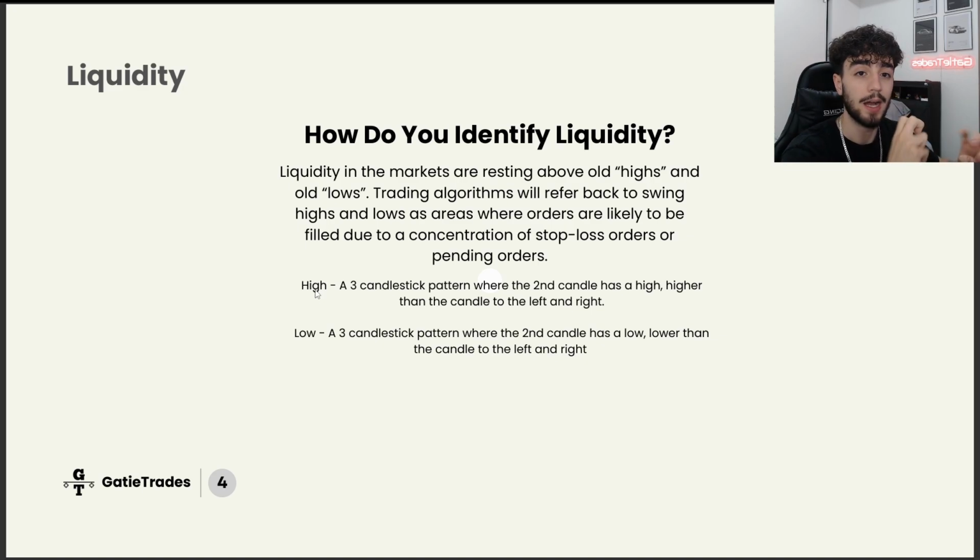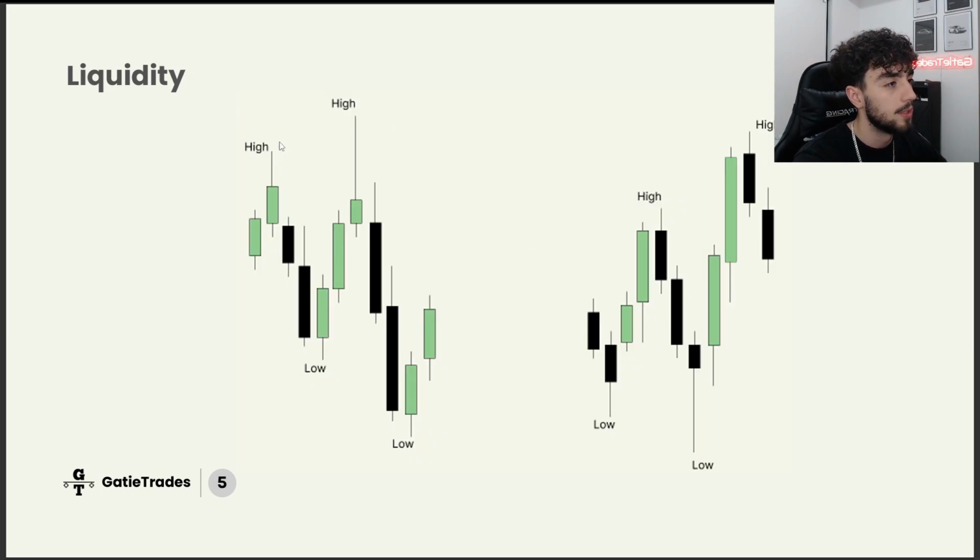So what is a high in the market, or what is a swing high? A swing high or a high is a 3 candlestick pattern where the second candle has a high that is higher than the candle to the left and right, and a swing low is a 3 candlestick pattern where the second candle has a low that is lower than the candle to the left and right. So what does that look like?